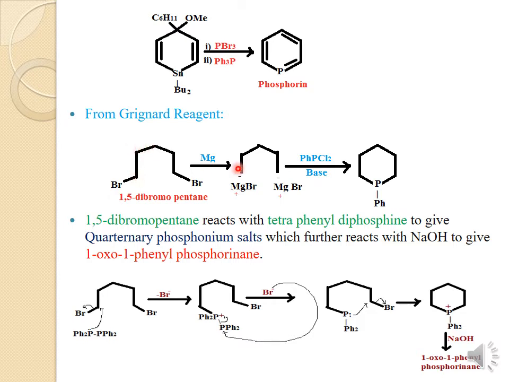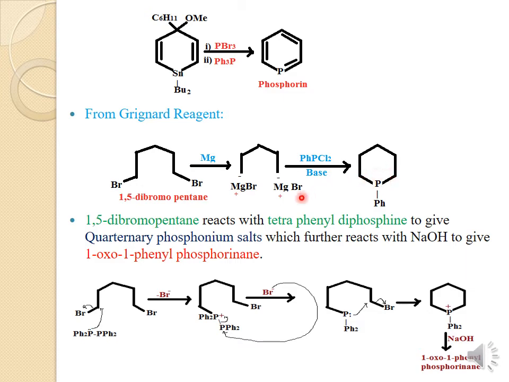All right, from the Grignard reagent, how we are generating the phosphorinane is we are taking 1,5-dibromopentane. When we treat the 1,5-dibromopentane with magnesium, first there is a generation of carbanion, the Grignard reagent MgBr. Once the carbanion is formed over here, and upon treatment with phosphine chlorides in the presence of the base, then the phosphorinane is obtained.